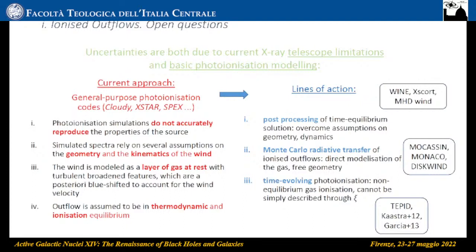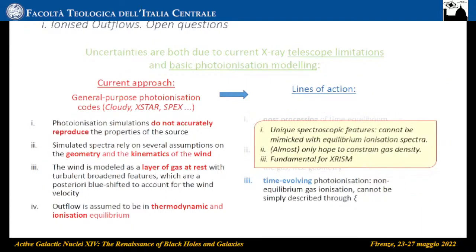So now I will concentrate on time-evolving photoionization for three reasons. As I was saying before, the time-evolving spectroscopic features cannot be mimicked with equilibrium spectra, so they deserve a detailed code which is especially designed for this. Time-evolving is also almost the only hope to constrain the gas density and then to drastically cut all the uncertainties associated with the energetics of the wind and also its location. And as such it will be fundamental for CRISM, which will open up the door for extremely high-resolution spectroscopy.